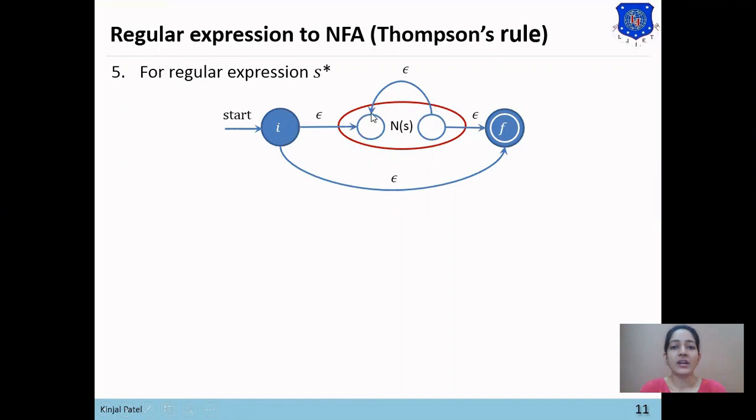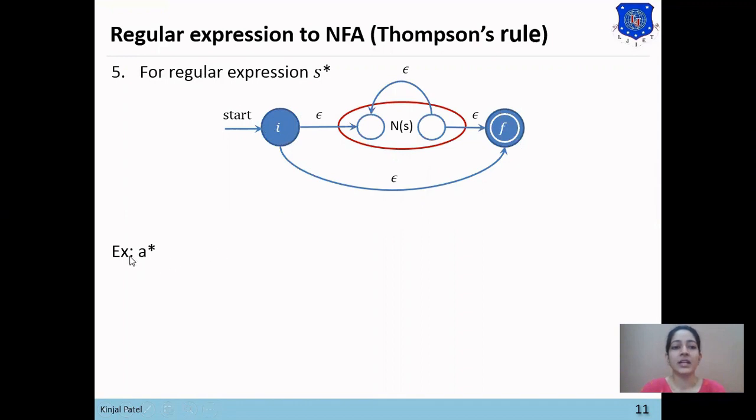Now, from where our S language is completed, we will draw one null transition from that language back towards the previous state. If there are states 2 and 3, then we will draw one null transition from 3 to 2, and one null transition from the starting state to the final state.